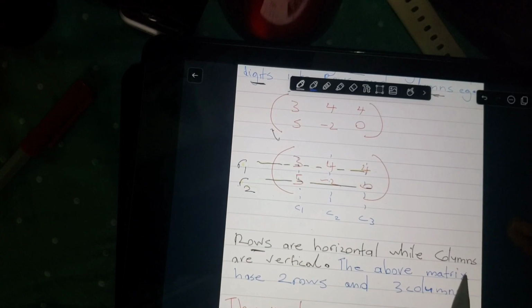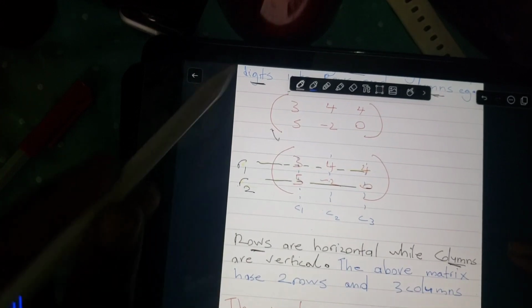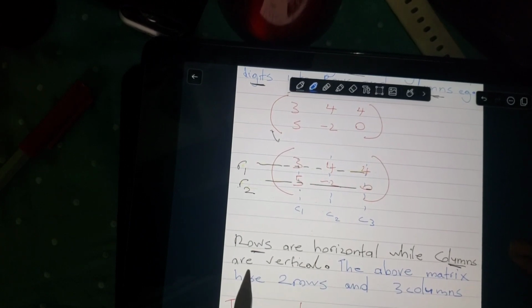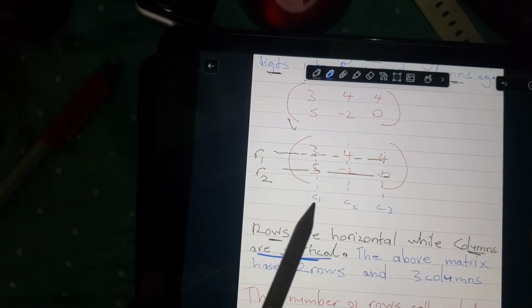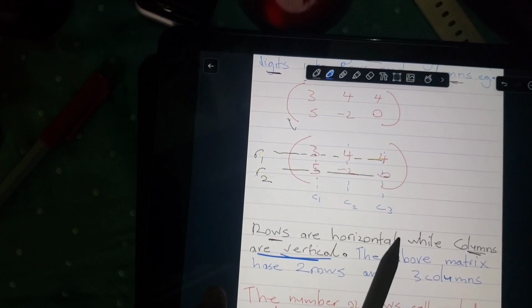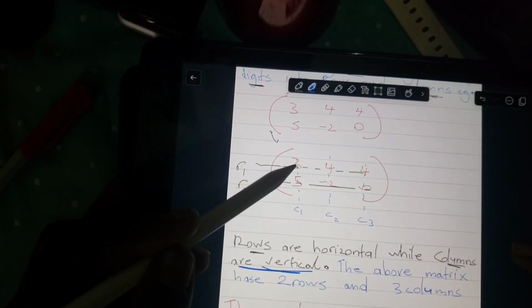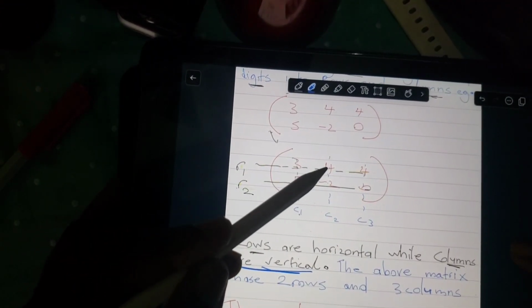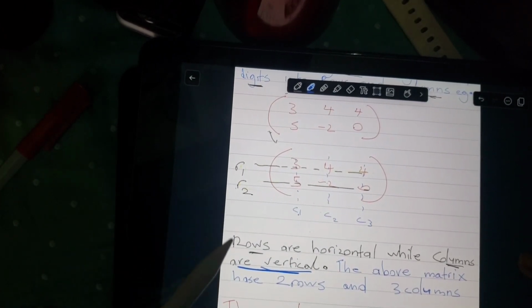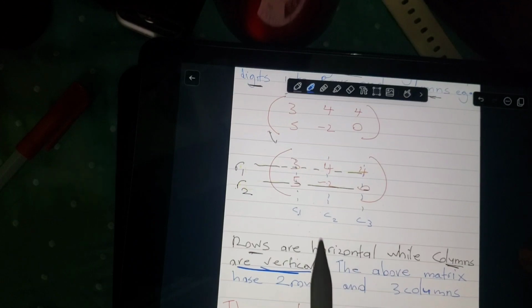And then we have the elements in the columns, which are vertical. As you can see, C represents a column. So C1 is column 1, C2 is column 2, C3 is column 3. 3 and 5 is column number 1, 4 and minus 2 is column number 2, 4 and 0 is column number 3. So the elements of a matrix are arranged into rows and columns.